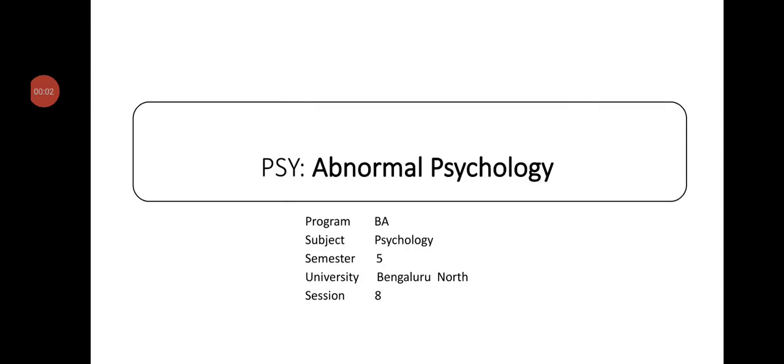Welcome to Unit 2 of Abnormal Psychology. The title of this unit is Psychological Models of Abnormality. This is session number 8. It focuses mainly on the psychodynamic model, view, or perspective of abnormality.